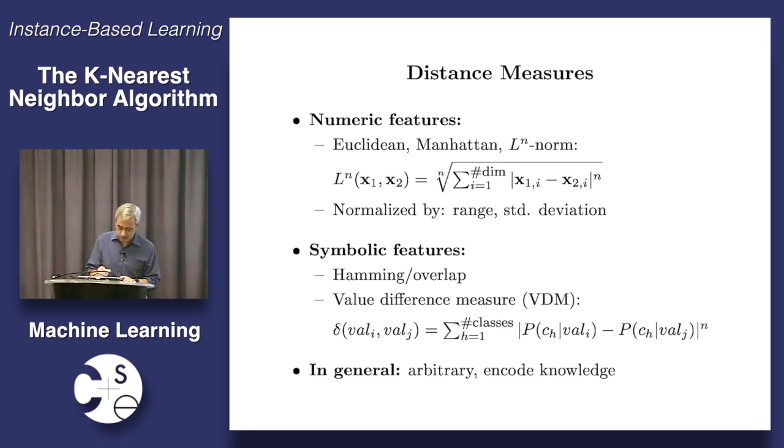Now, this is for numeric features. What about symbolic features? What might you use as a distance measure between examples if you have symbolic features? What is the simplest thing that comes to mind? How do you measure the difference between two bit vectors? Let's say my variables are just Boolean. What's a way to measure the difference between two Boolean vectors?